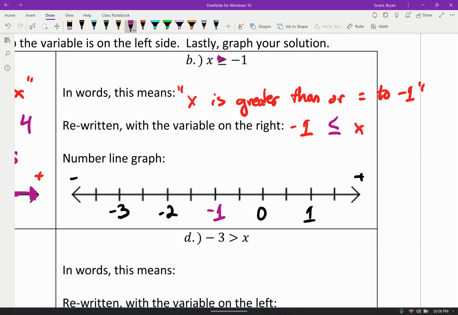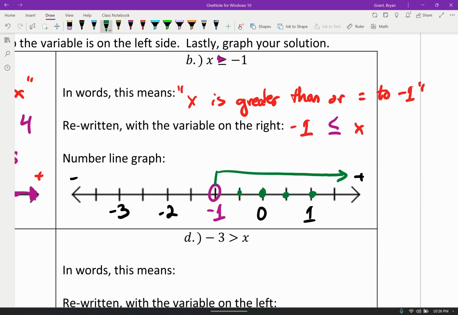We start with an open circle at -1, and then we ask ourselves, what numbers are solutions? X is greater than or equal to -1, so what are numbers that are greater than -1? Well, those are numbers like 0, 1, 0.5, -0.5. Now that we have a few solutions, we can go through and shade to the right. And I'm just showing the other way you can shade, right? You could shade on the number line or above.